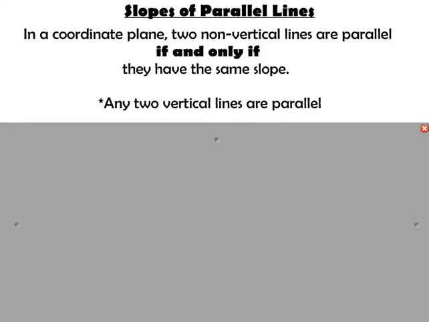Slopes of parallel lines. In a coordinate plane, two non-vertical lines are parallel if and only if they have the same slope. We specify non-vertical because any two vertical lines will always be parallel, and we have to separate those because vertical lines have an undefined slope. So we can't say they have the same slope, but we can say that all vertical lines are parallel. When we're talking about non-vertical lines, the key part is that they have to have the same slope.